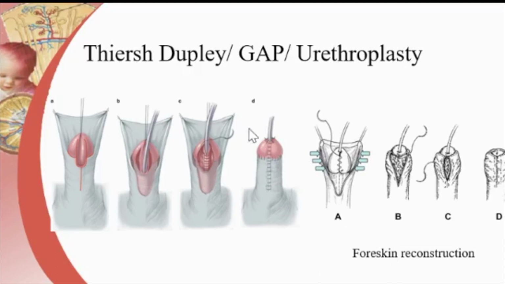In a foreskin reconstruction, what you do is you make a V-shaped incision going into the foreskin, and then you suture the foreskin back so that there is a retractable foreskin with a normal looking hood. Some parents want it. If they want it, this is possible in distal hypospadias.